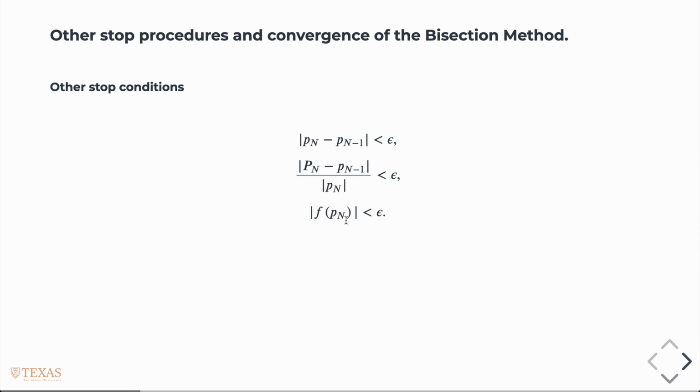We'll talk about these in the context of bisection method, but these are the same kinds of stop conditions that can be used in other methods. Convergence of the bisection method is on the order of 1 over 2 to the n. So basically the nth iteration of a root, where the actual root is p, is going to have some error that's on the order of some constant times 1 over 2 to the n.